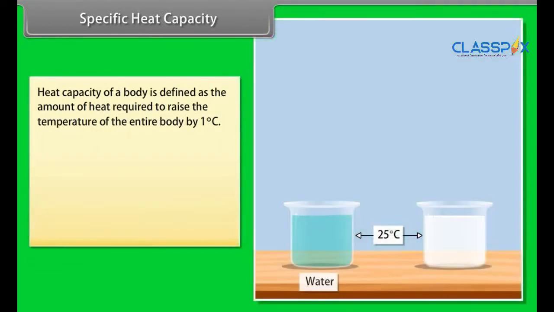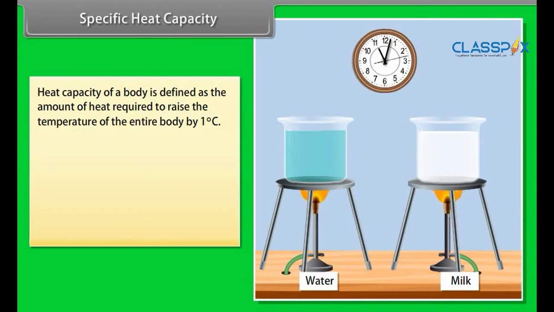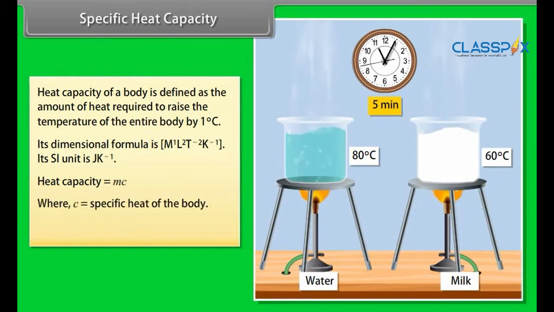Heat capacity of a body is defined as the amount of heat required to raise the temperature of the entire body by 1 degree Celsius. Its dimensional formula is M L squared T to the power minus 2 K to the power minus 1. Its SI unit is joule per Kelvin. Heat capacity is equal to mc, where C is the specific heat of the body and m is the mass of the body.